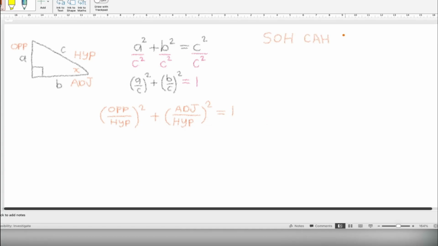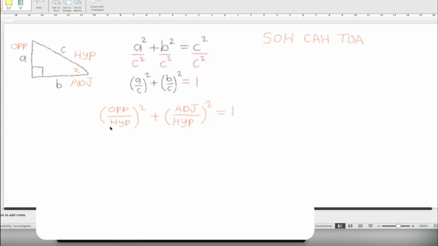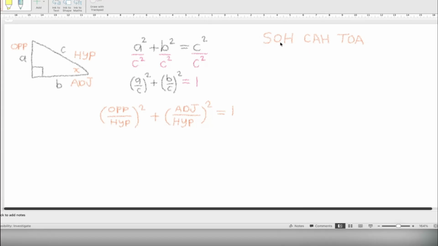Remember, SOH CAH TOA. Do you guys agree that opposite over hypotenuse is going to be sine of x, or sine of theta? In this case it's going to be x because we labeled this angle x. Let's relabel this angle theta just to make it easier. Opposite over hypotenuse, this ratio is the sine of theta. So I'm going to change this and make it the sine of theta. And let's have a look at this ratio, adjacent over the hypotenuse. This is going to be the cosine. So this is going to be the cosine of theta.